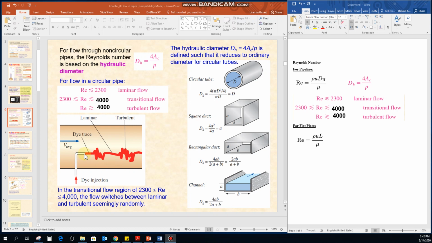Now this one is a simple experimentation on how we can have transitional flow. In the transitional flow, you can see some portion of laminar flow, then maybe some portion of turbulent flow, then again laminar, and then turbulent flow. So this kind of situation you can see in the transitional flow regions.